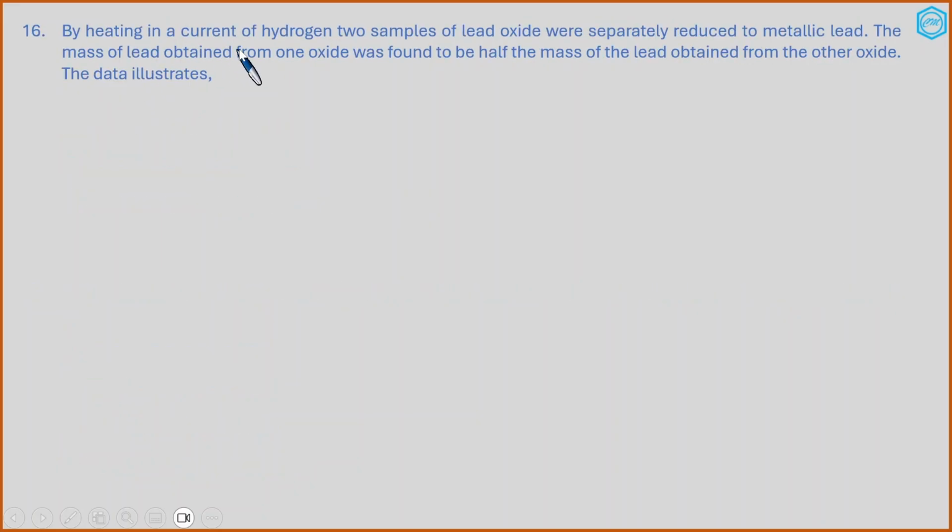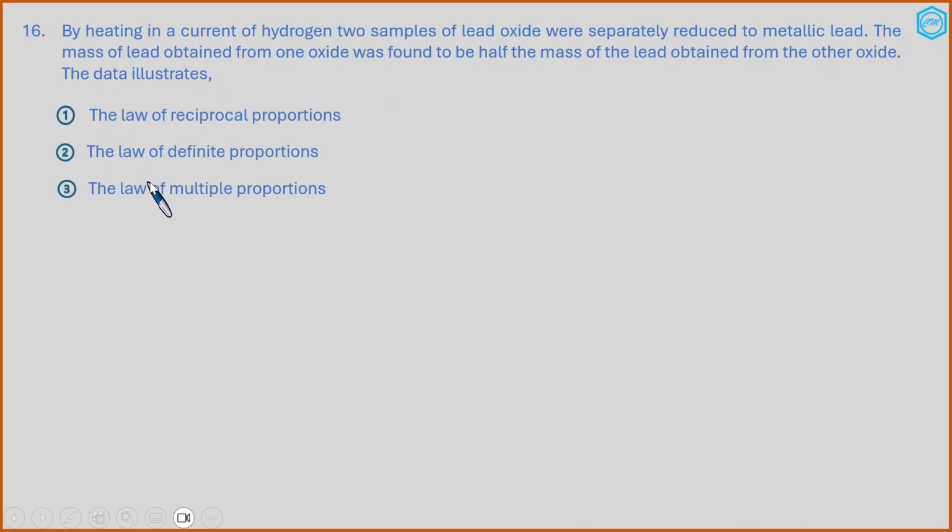By heating in a current of hydrogen, 2 samples of lead oxides were separately reduced to metallic lead. The mass of lead obtained from one oxide was found to be half the mass of lead obtained from the other oxide. The data illustrates one law: reciprocal proportion, law of definite proportion, the law of multiple proportion, the law of constant proportion. Two compounds with the same elements, but the amount of one element combined with the fixed weight of the other is different. So this explains the law of multiple proportions.